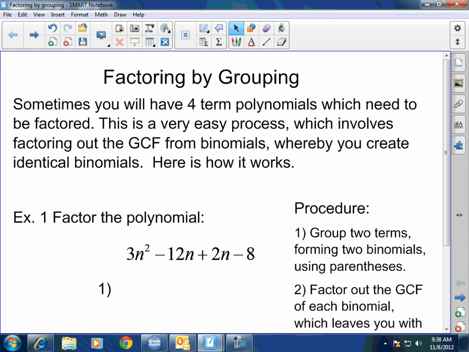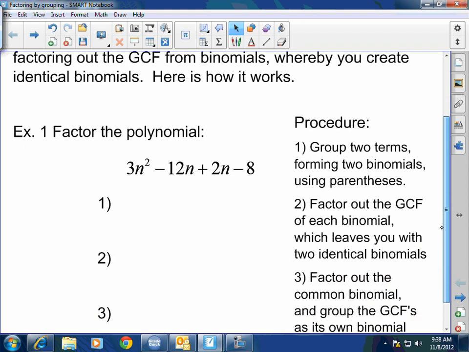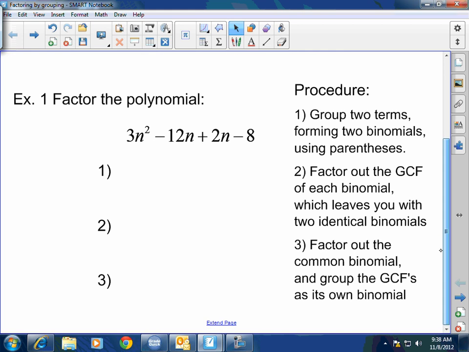So sometimes you will have four-term polynomials which need to be factored. This is a very easy process which involves factoring out the GCF, remember the greatest common factor, from binomials, whereby you create identical binomials. Here's how it works. Because that little synopsis is nice, but that's nice for me who knows what I'm doing. For you, that may have been a little confusing. So I made this really, really nice, really, really easy to understand.